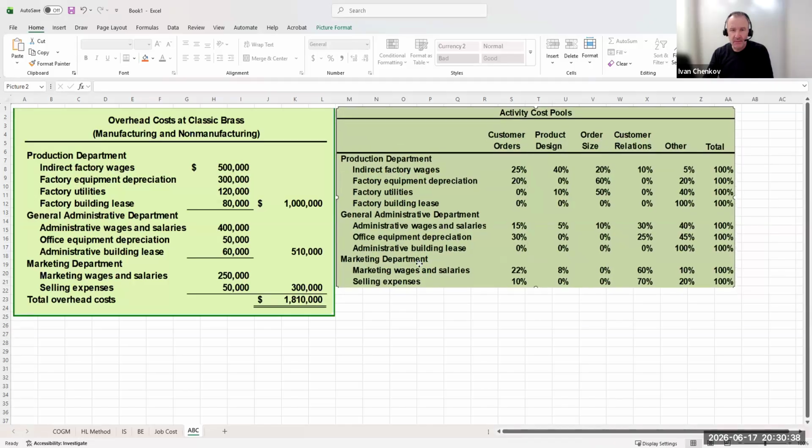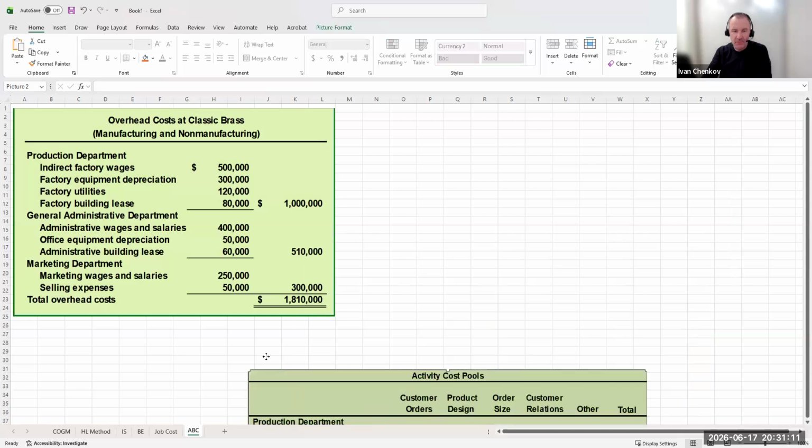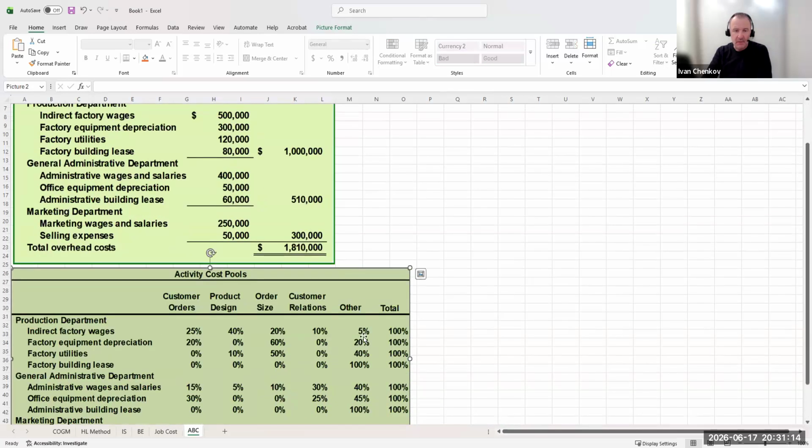So what you have to do is come up with the total cost for the customer order, total cost for the product design, total cost for the order size, total cost for the customer relationship, total cost for the others. How? By knowing the percentage, knowing the total cost for every single one of those items, apply the percentages, and come up with the cost. Once you apply all the costs here, the total of all the applications that you're doing has to be equal to $500,000.